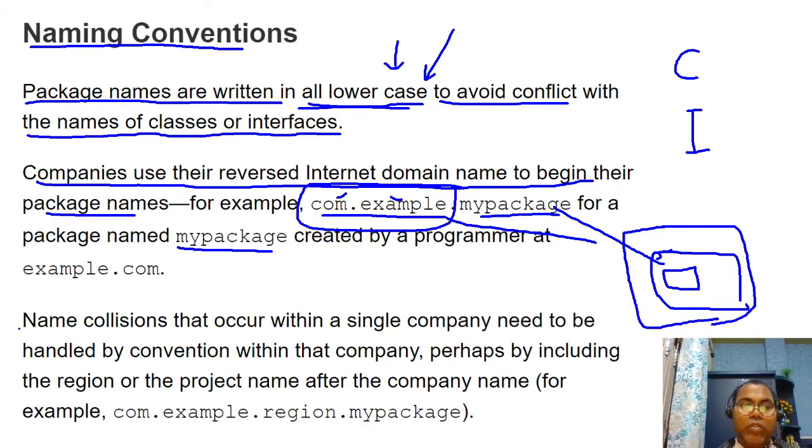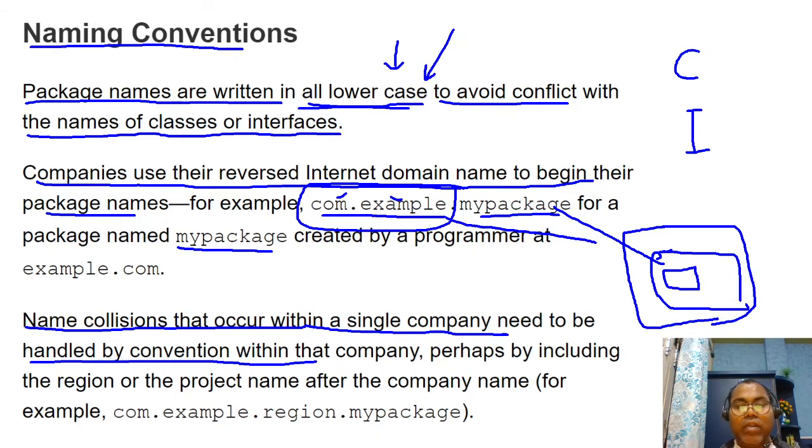Name collisions that occur within a single company need to be handled by convention within the company, perhaps by including the region name. Say you have a my package and you want to create another my package; we have to use the region as well. So to uniquely identify your class, we have to make sure your package name is unique.